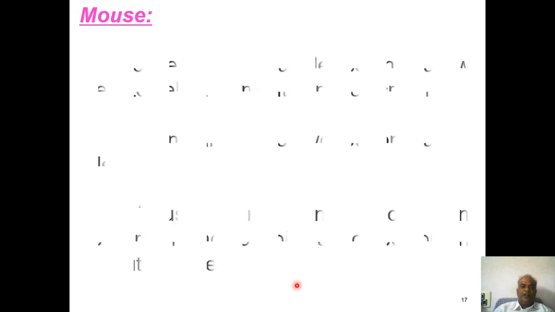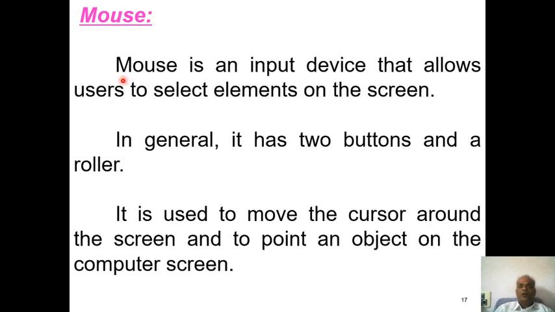So the next one is the mouse. I hope all of you know the mouse. Mouse is also an input device. It is a graphical input device, called GUI, graphical user interface input device. It allows the user to select the elements on the screen. So mouse is a GUI device, whereas with the keyboard you can enter the data in the form of text only. But with the mouse, you can select the data on the screen.